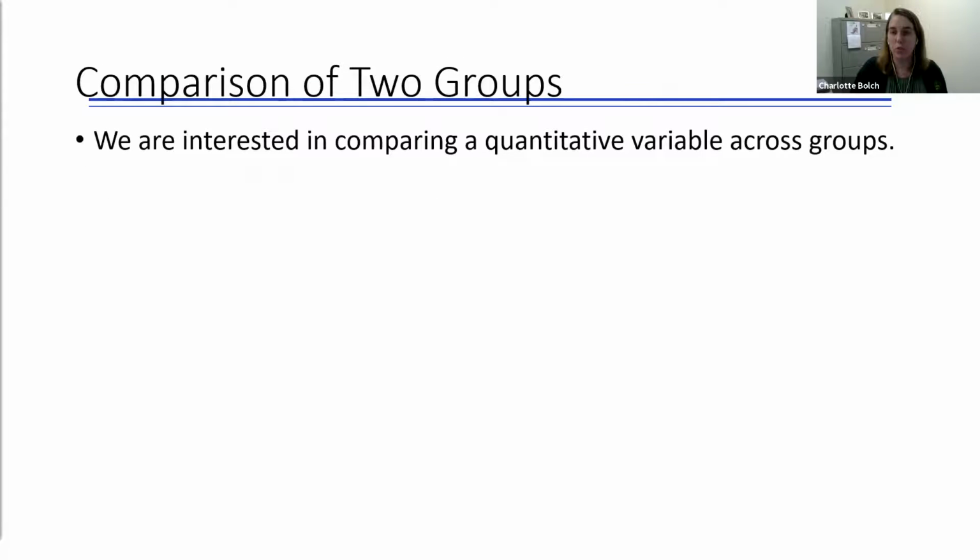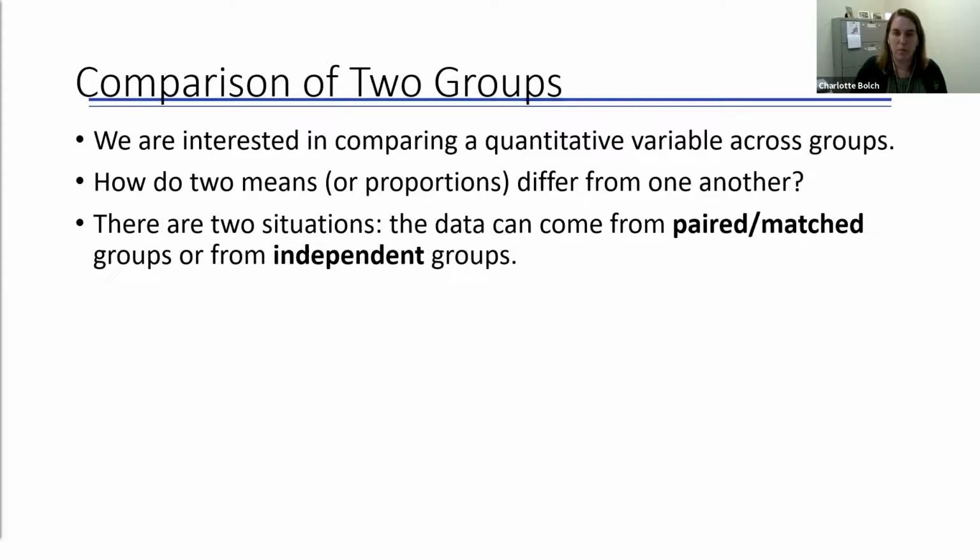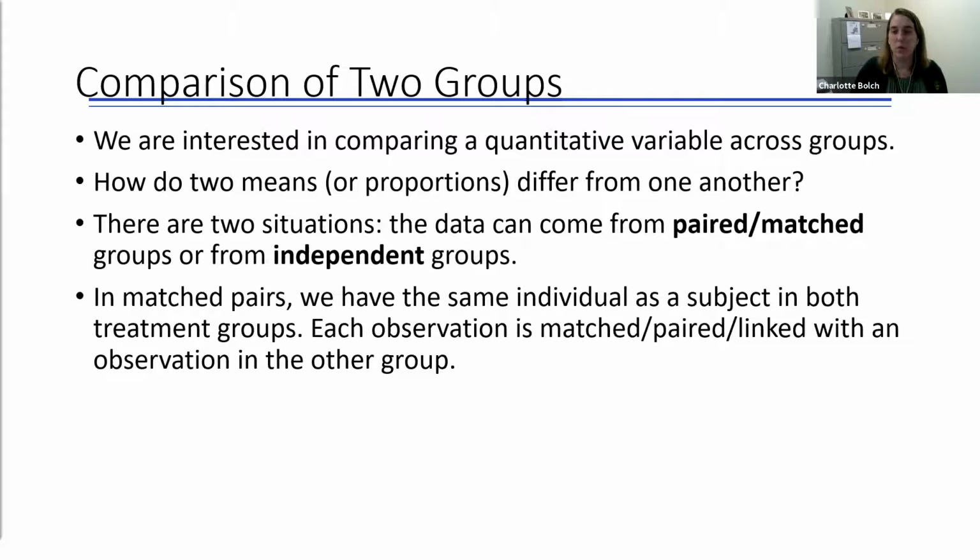When we're comparing two groups, we're usually interested in comparing a quantitative variable across the two groups. We want to see how two means or proportions differ from one another. There are two situations for this. The data can come paired or matched, or they can be from independent groups. In matched pairs, we have the same individual, patient, or participant as a subject in both treatment groups. So each observation is matched, paired, we sometimes call it linked, with an observation in the other group.